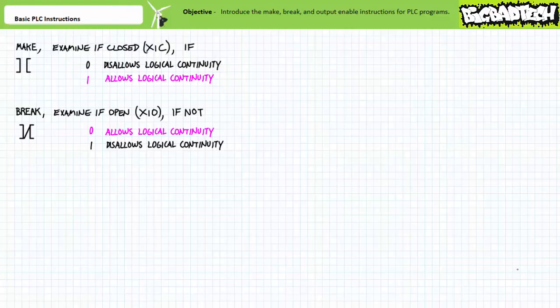If a make instruction receives a logical 0 at the input, it does not allow logical continuity left to right. If a make instruction receives a logical 1 at the input, it does allow logical continuity from left to right. In contrast, if a break instruction receives a logical 0 at the input, it does allow logical continuity from left to right. If a break instruction receives a logical 1 at the input, it does not allow logical continuity from left to right. Put this in your pipe and smoke it.